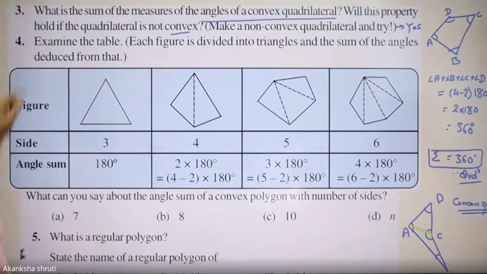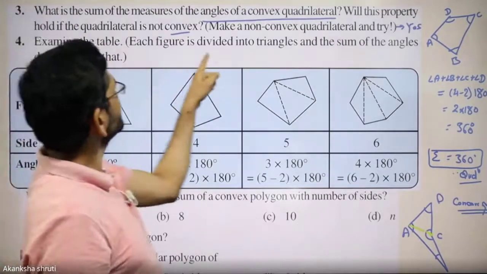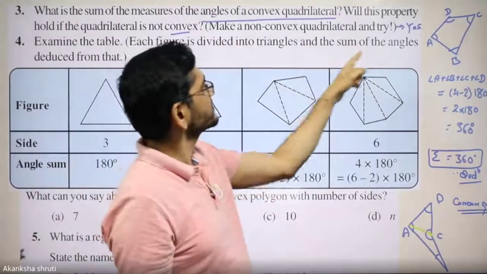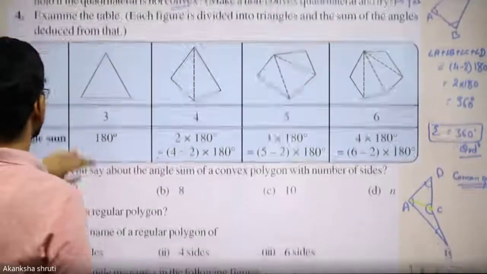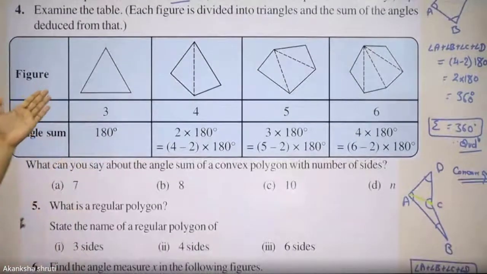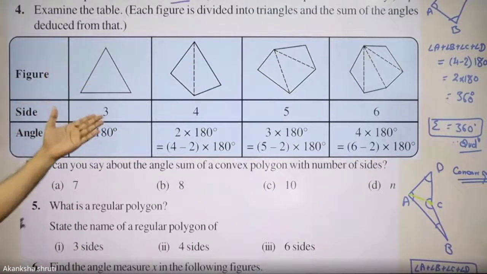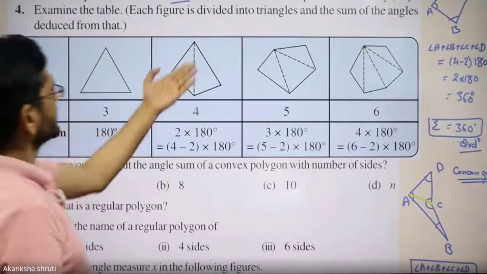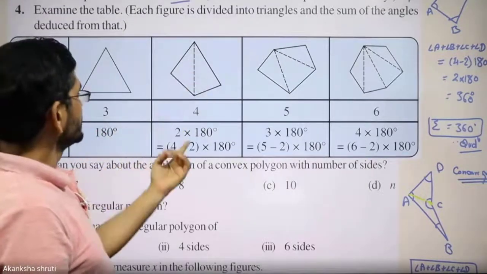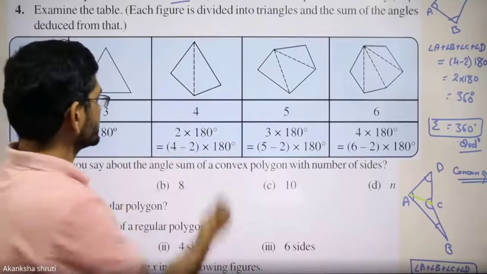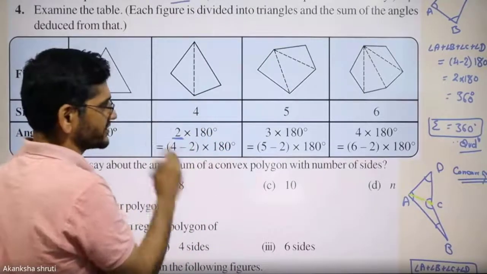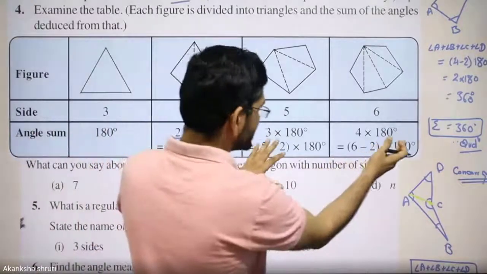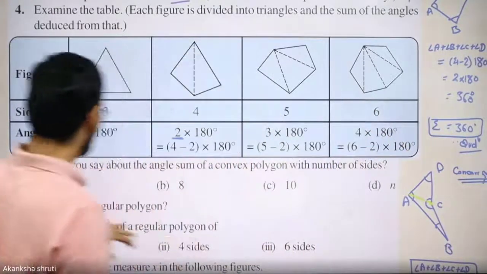Let us come to question number 4. Examine the table in the figure, divide into triangles and deduce the sum of the angles from that. Yeah. So what is this? You have to just observe it. Triangle with 3 sides, 180. Quadrilateral with 4 sides, the sum of internal angles is 2 into 180. The same is this. The same is this. So what was this deduction? I had explained it earlier.